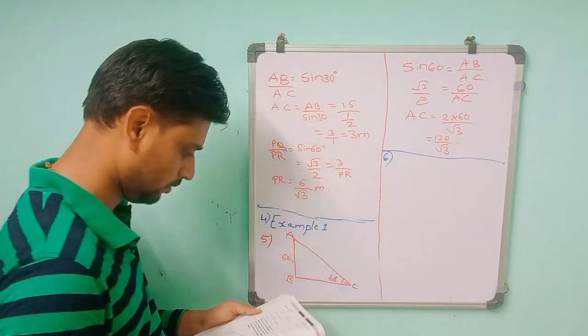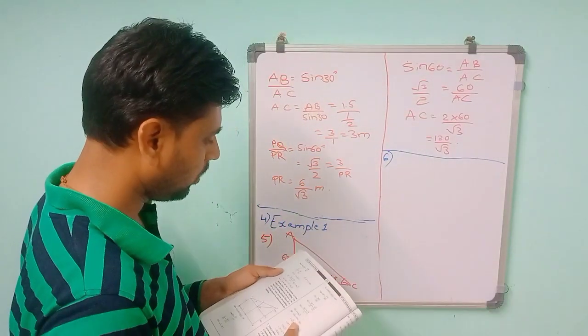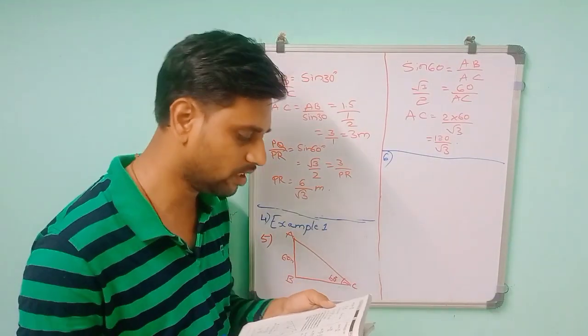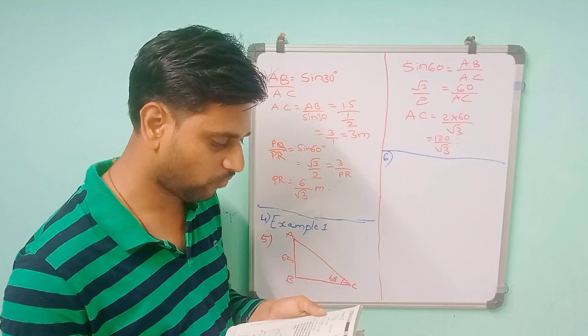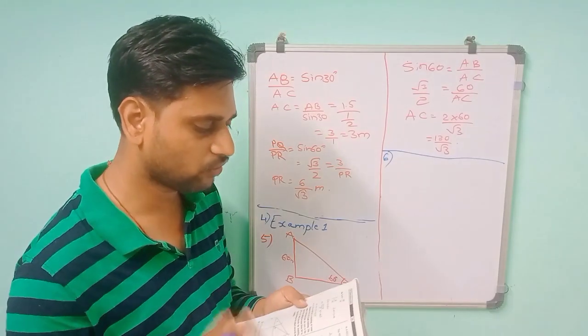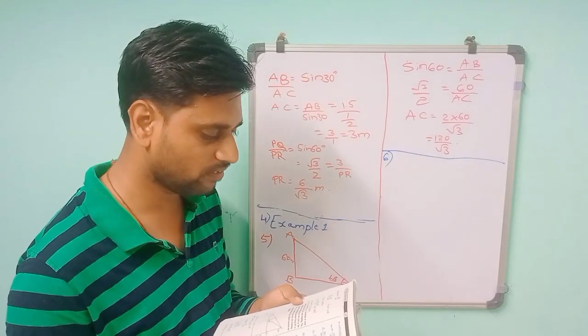Sixth one. A 1.5 meter tall boy is standing at some distance from a 30 meter tall building. The angle of elevation from his eyes to the top of the building increases from 30 degree to 60 degree as he walks towards the building. Find the distance he walked towards the building.